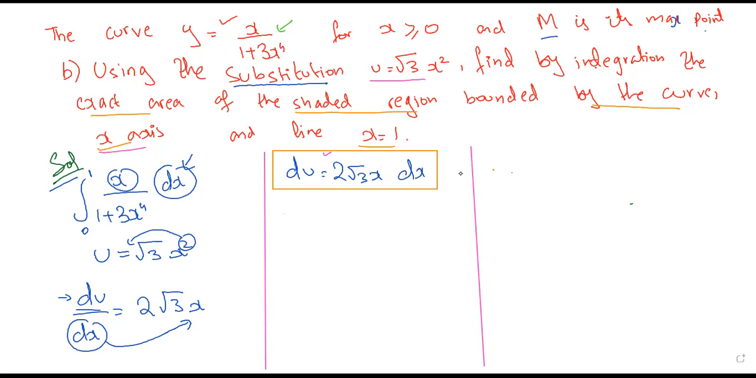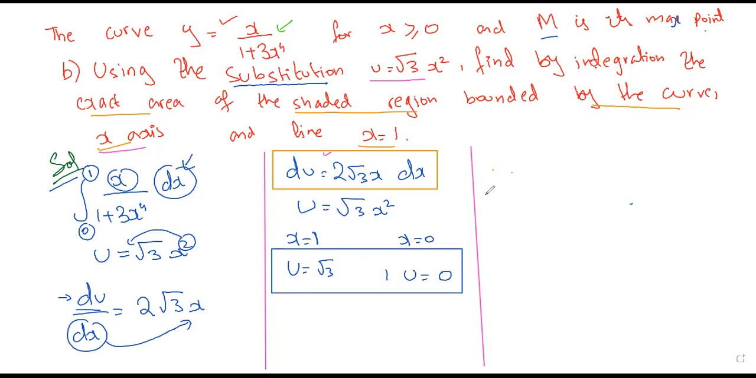Next, we need to change the limits. u is root 3 x squared. For x equals 1, u would be root 3 times 1 squared, so u would be root 3. And for x equals 0, u would be 0. Any questions? No, it's fine. So we have two main things.